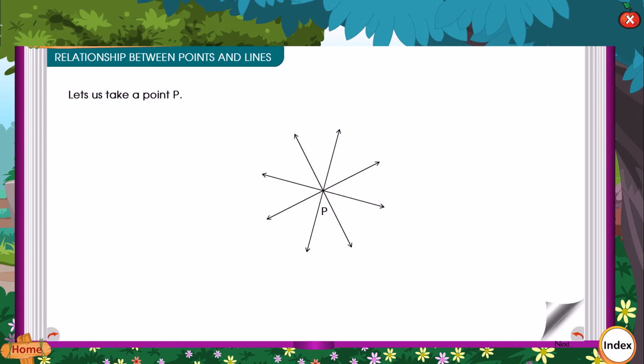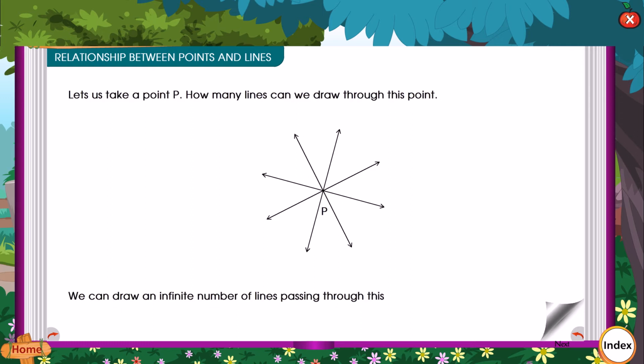Relationship between points and lines. Let us take a point P. How many lines can be drawn through this point? We can draw an infinite number of lines passing through this point. Lines that contain the same point on them are known as concurrent lines.